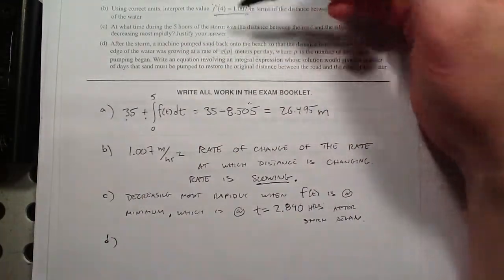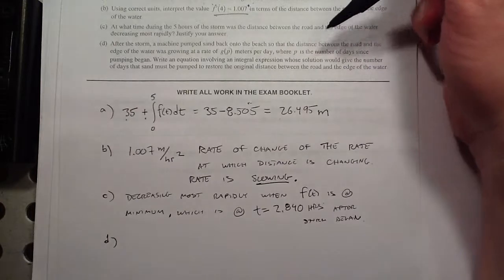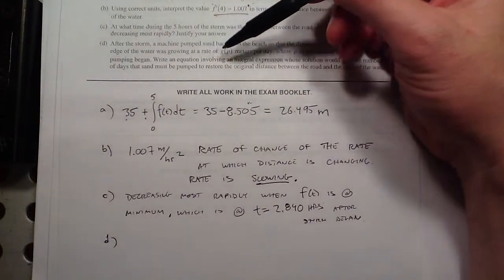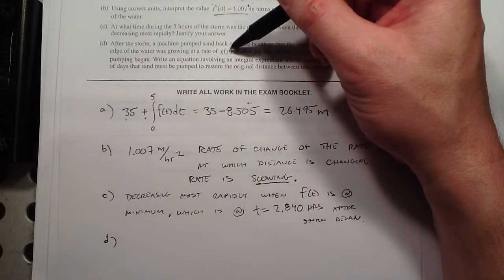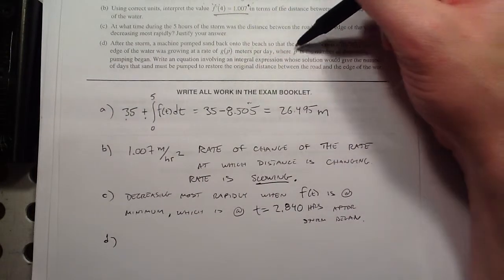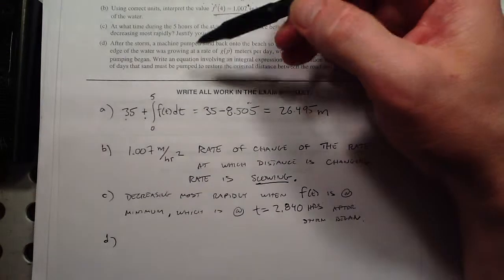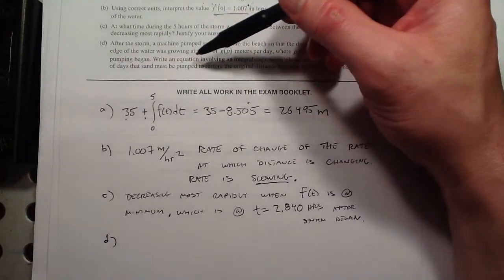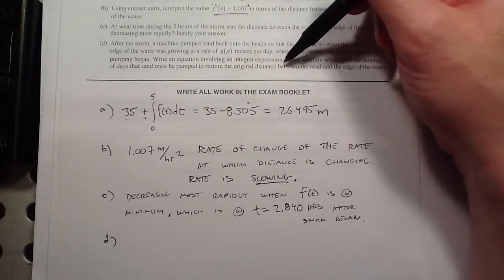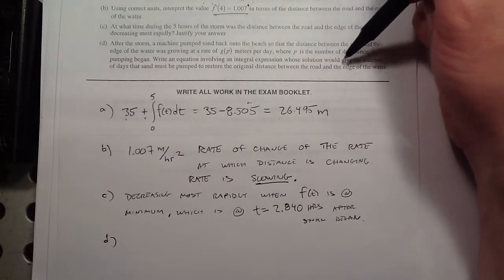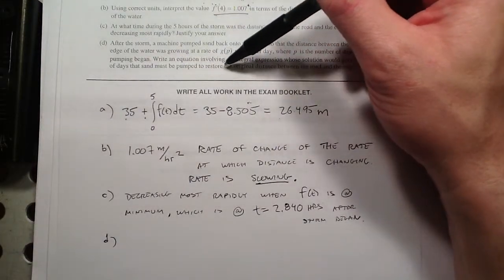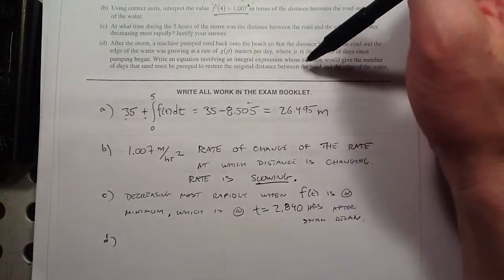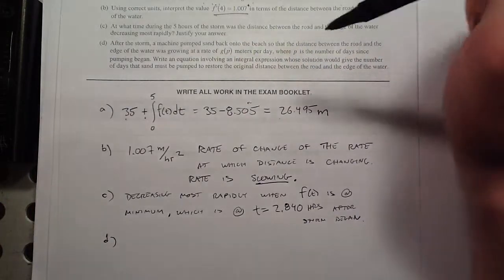After the storm, a machine pumped sand back onto the beach so that the distance between the road and the edge of the water was growing at a rate of g of p meters per day, where p is the number of days since pumping began. Write an equation involving an integral expression whose solution would give the number of days that sand must be pumped to restore the original distance between the road and the edge of the water.